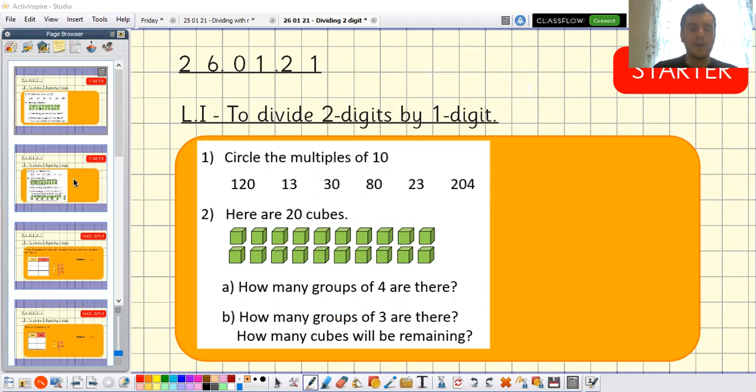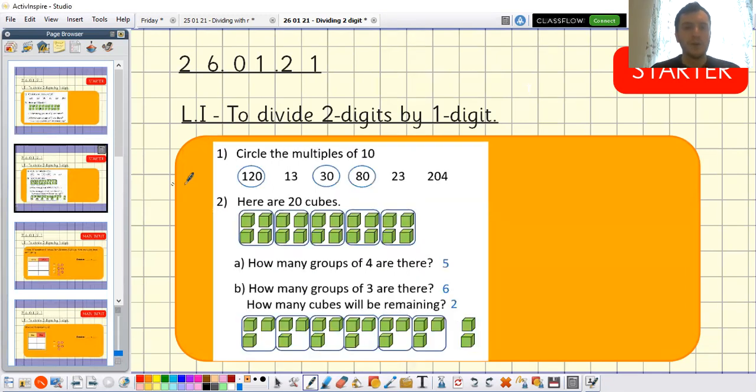So let's look at those answers to those questions. First one, circle the multiples of 10. Anything that has a 0 in the ones column would usually be a multiple of 10. So 120, 30, and 80 are all multiples of 10. Here are 20 cubes. How many groups of 4 are there? There are 1, 2, 3, 4, 5 groups of 4. That's why I've jotted down number 5 here.